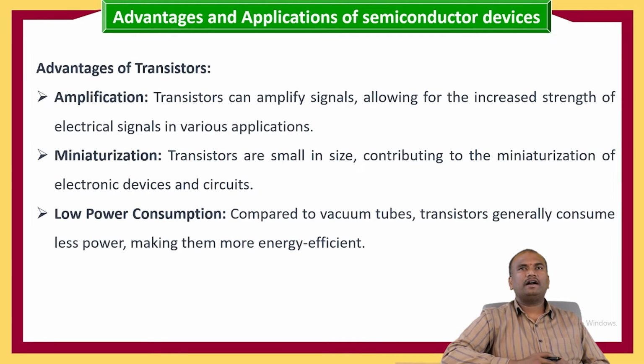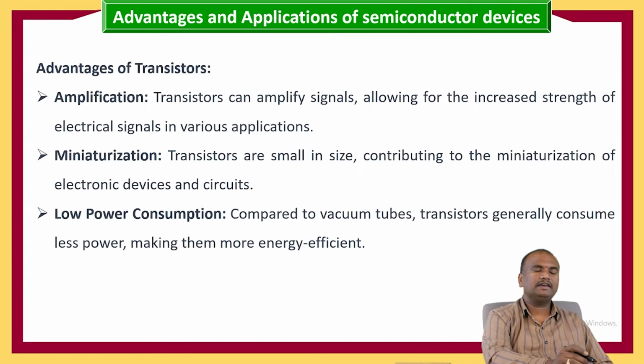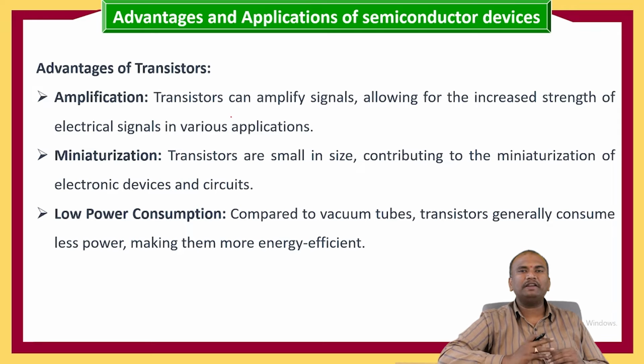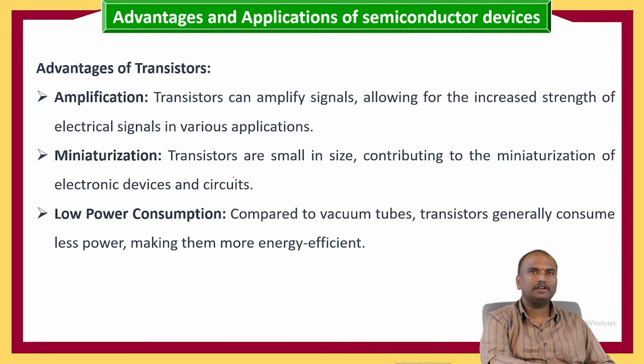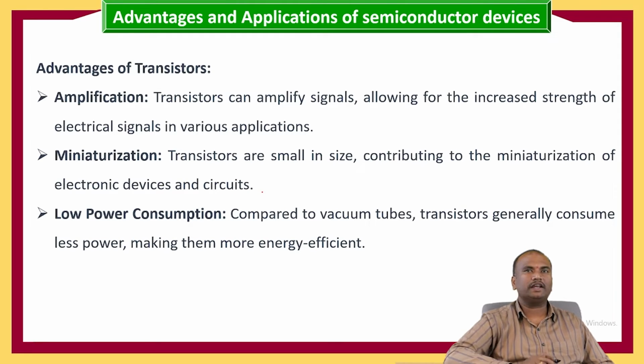The next one is the advantages of transistors. The first advantage of a transistor is amplification. A transistor is going to amplify signals, that is, it will take the minimum input and give the maximum output. The strength of the signal is increased, and that will be used in various applications. And miniaturization: the transistors are small, contributing to miniaturization of electronic devices and circuits.